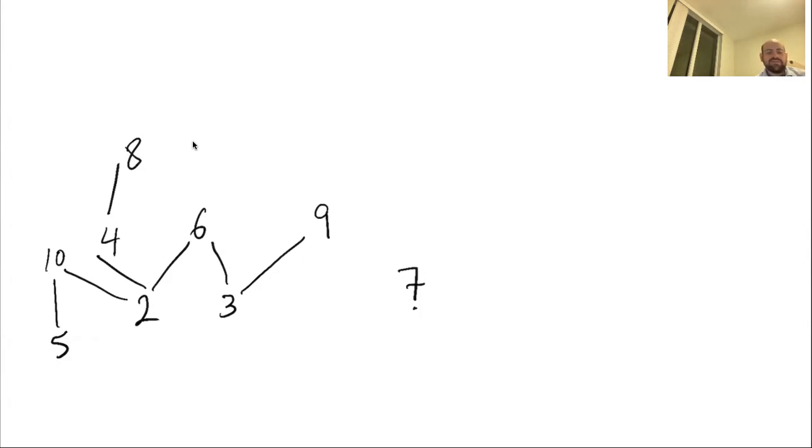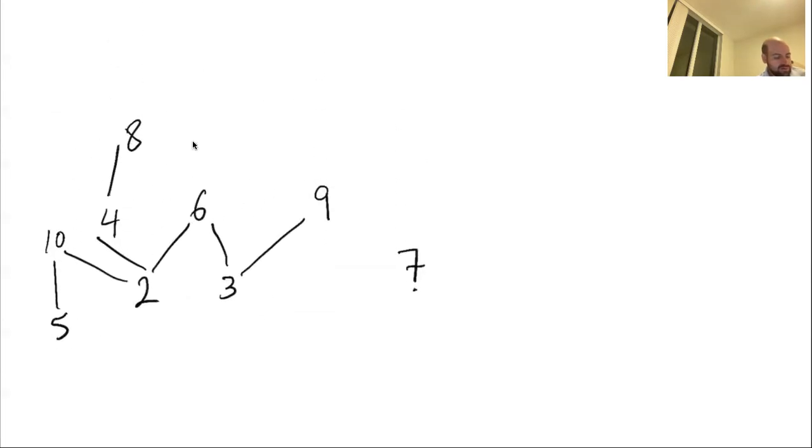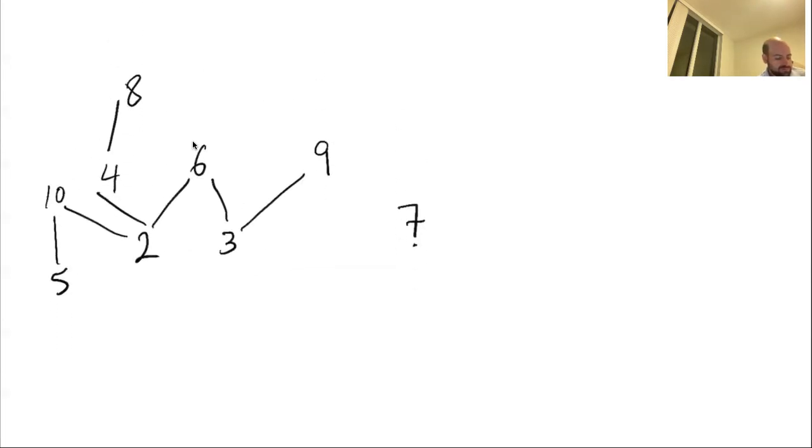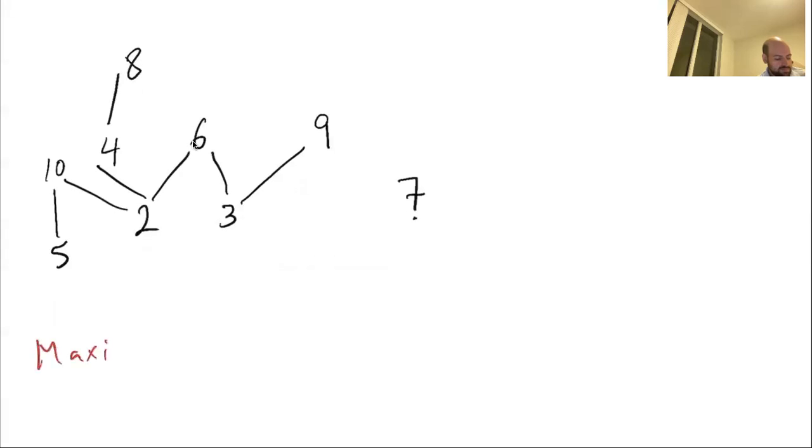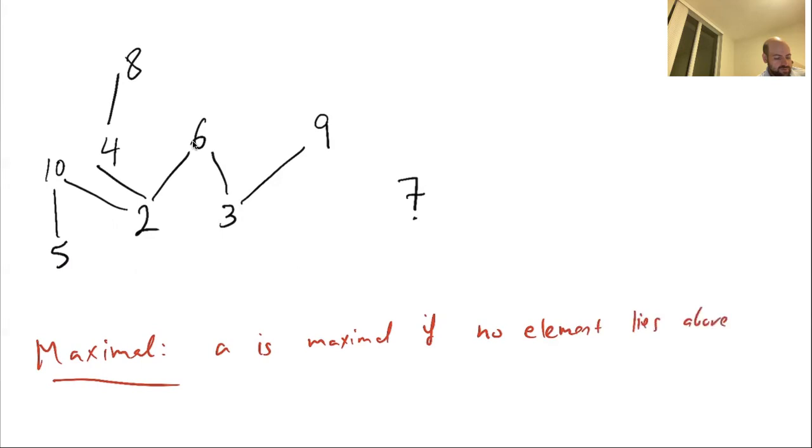Now let's look at maximal, minimal, and maximum, minimum. So maximal means an element is maximal if nothing is above it. So, A is maximal if no element lies above it.